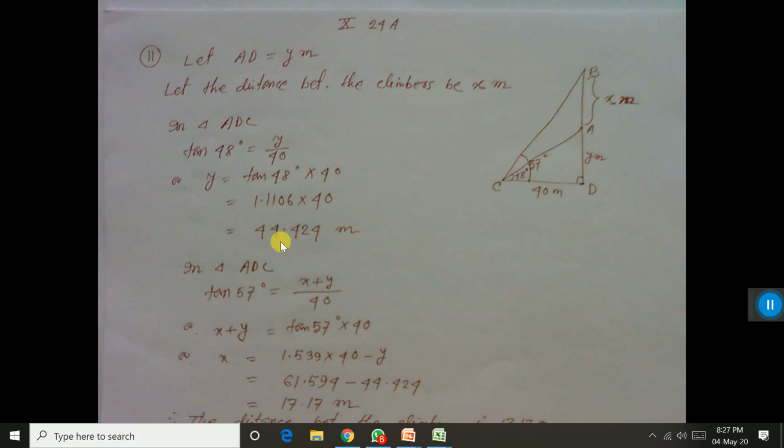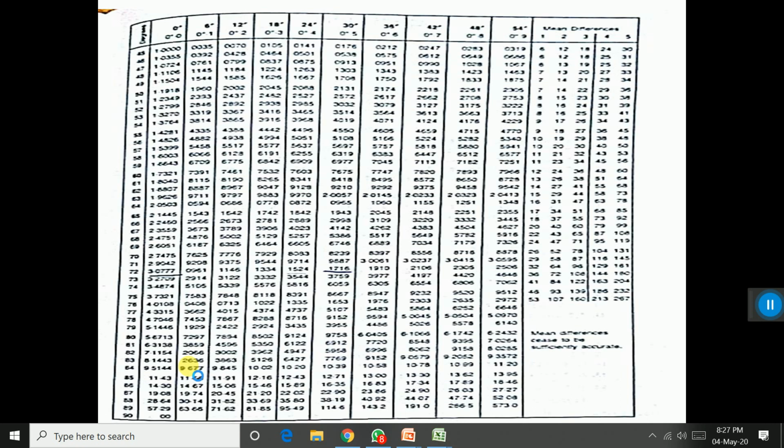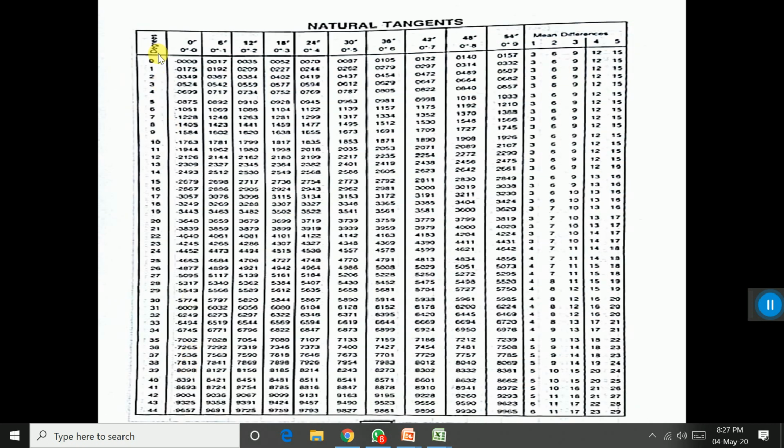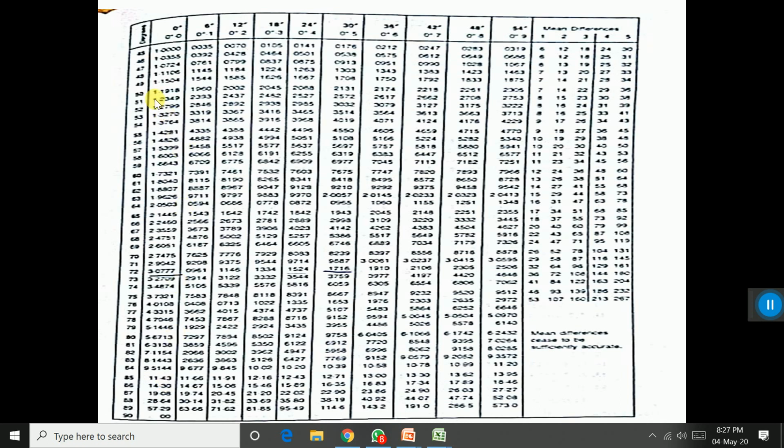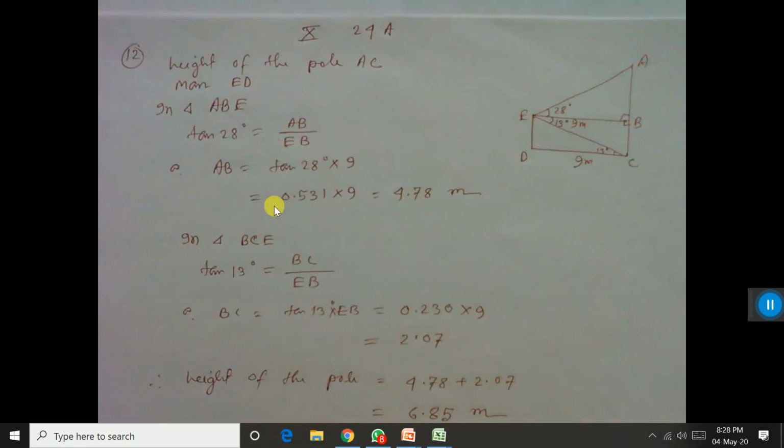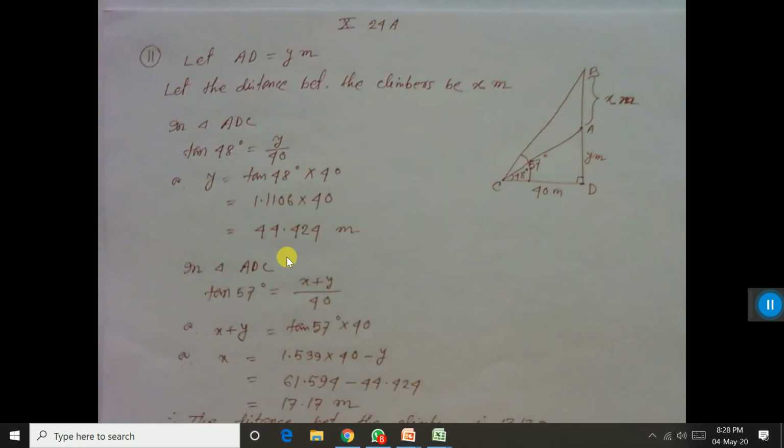Let me show you where the tan 45 value is. So tan 45 I am showing here, tan 0, 1, 2, 3, here 44. See, 48 degrees here, 1.11. This is the value. Now you multiply and get the value of y. That means the distance AD is y.